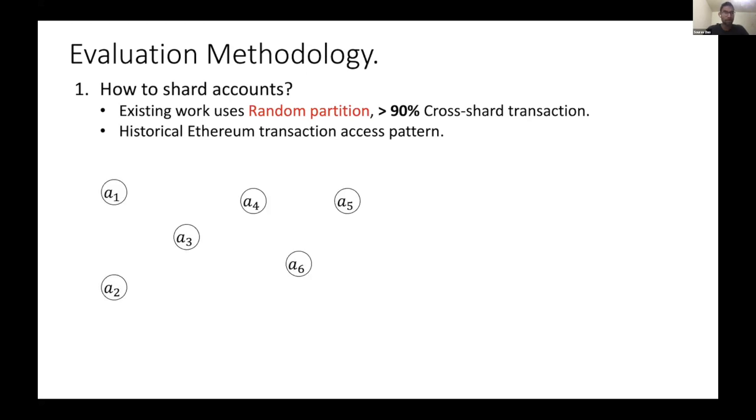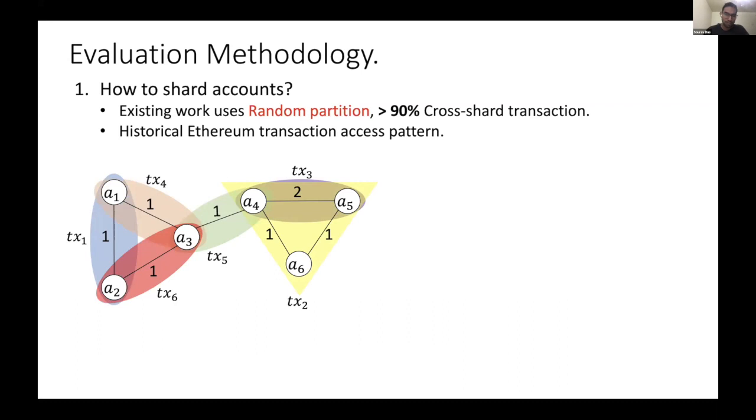Our approach is as follows. We look at Ethereum accounts as the vertices of a graph, where we consider an edge between vertices if a transaction accesses both accounts. Here transaction 1 is accessing accounts A1 and A2, so we have an edge between them, and we give an edge weight equivalent to the number of transactions accessing these accounts. Transaction TX2 here accesses accounts A4, A5, and A6, and transaction 3 accesses A4 and A6. We complete this graph for approximately 10,000 Ethereum blocks and then create a balanced partitioning based on the edge weight and some other parameters like gas usage and network bandwidth usage.